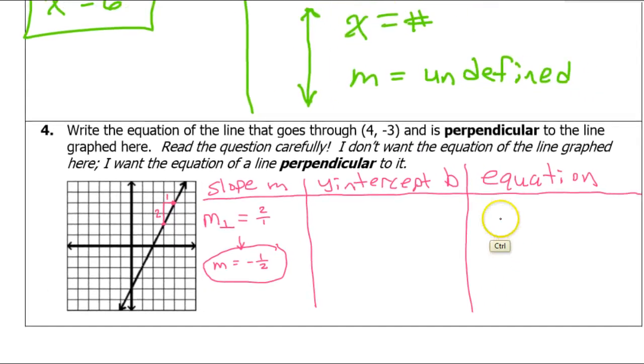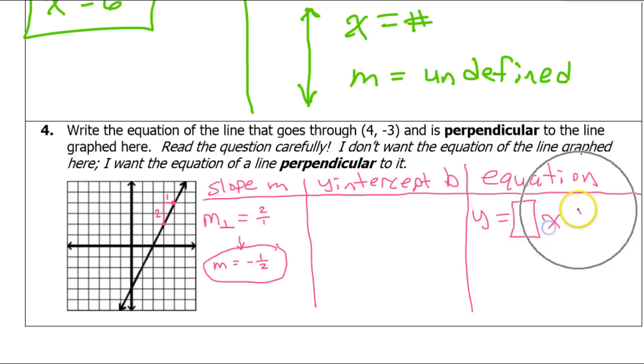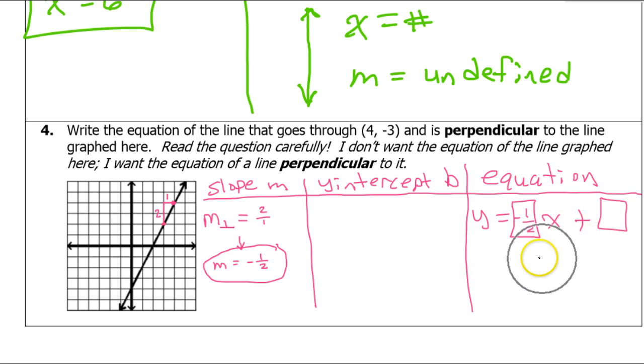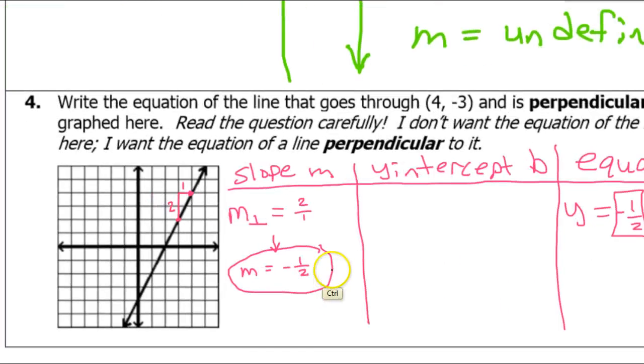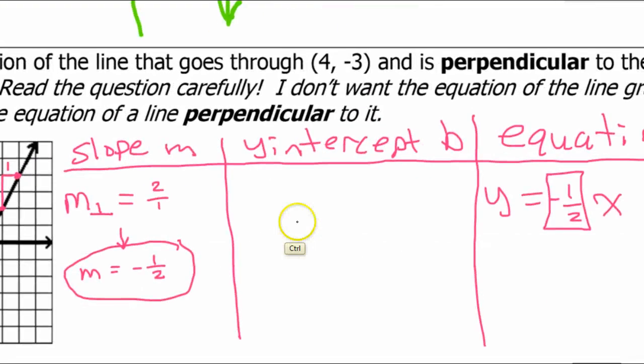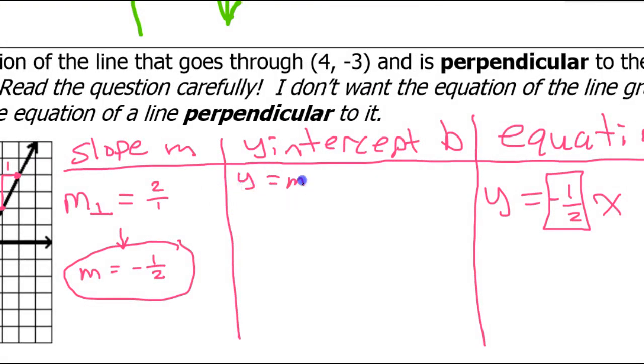Now, when I write my equation, it's always going to be y is equal to something x plus something. So first goes the slope, next comes the y-intercept. So far I know that the slope is negative 1/2, so I might as well fill that in. Now I need to find the y-intercept. Well, I use y equals mx plus b. Okay, and I've got this point right here that I can use, where this is the x and this is the y. Let's start with the y.